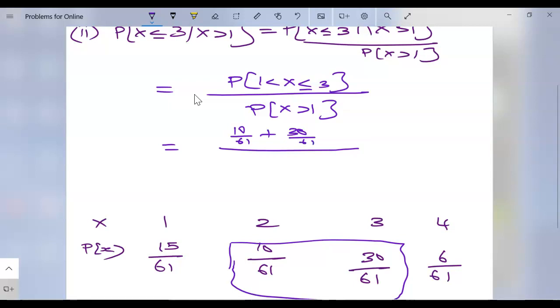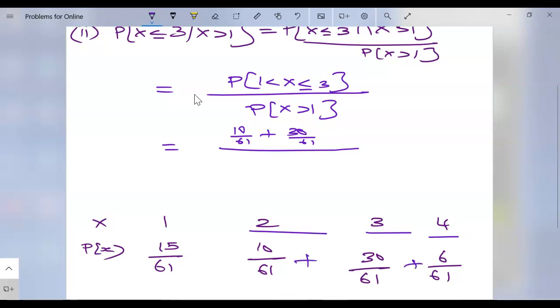Denominator is x more than 1. What are all the numbers more than 1? 2, 3, 4. So just add those probabilities: 10 by 61 plus 30 by 61 plus 6 by 61. What is the answer you are getting? Numerator it is 40, denominator 46, so 40 by 46. This is what we get.